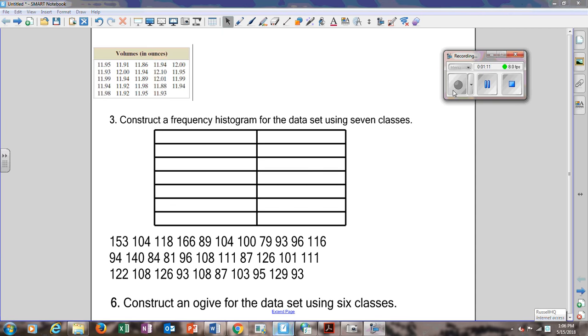Okay, so we start with the lowest number, which is 11.86. Then you add 0.04 to that. That's going to give you 11.9. Then 11.94. Then 11.98. Then 12.02. And 12.06. And the last one will be 12.1.